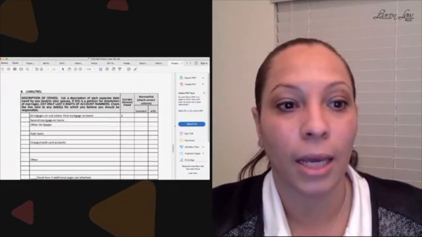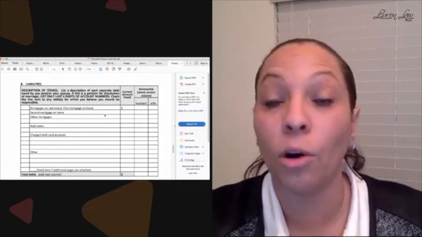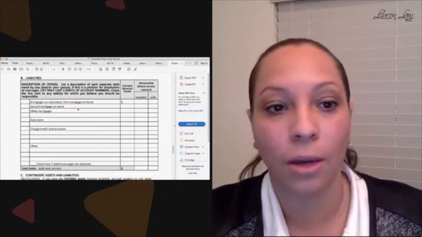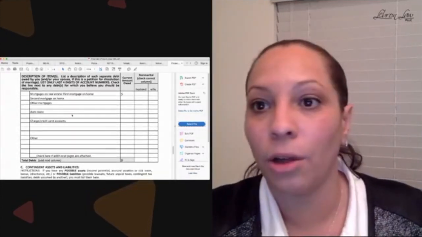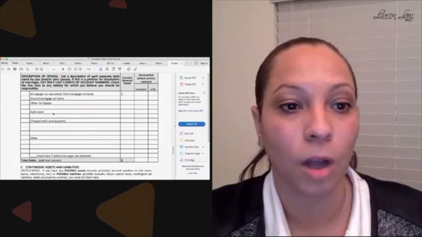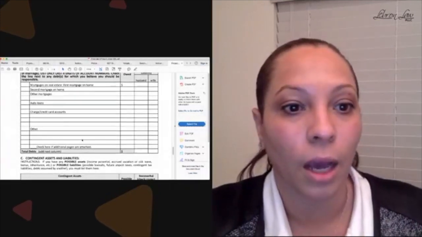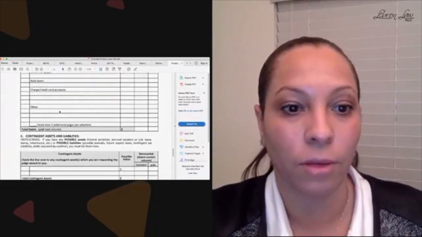Section B is your liabilities, and that's where you're going to list all your debt. The mortgage on your property. If you have a second mortgage, you'd list that there as well. The financing on your car would be listed there as well. Let's see, credit card accounts, everything goes on that page.